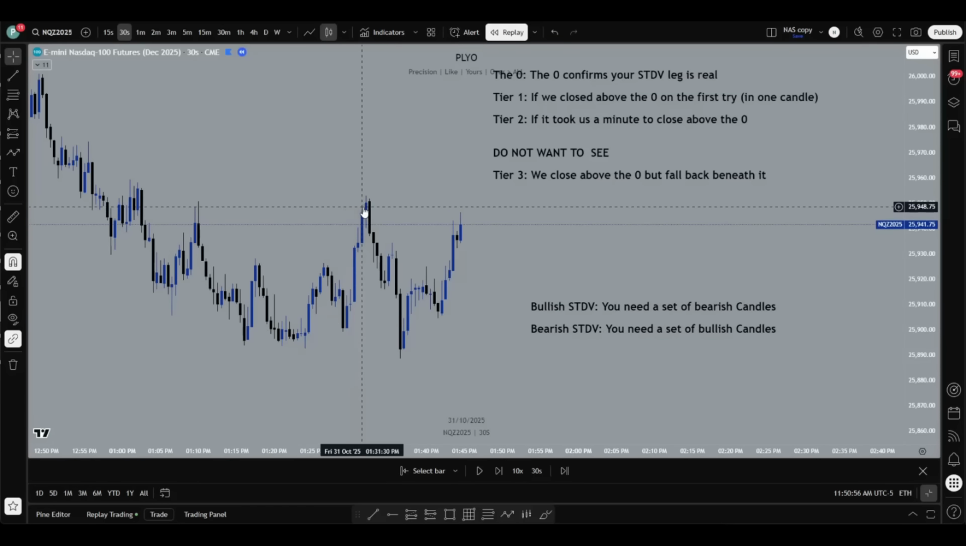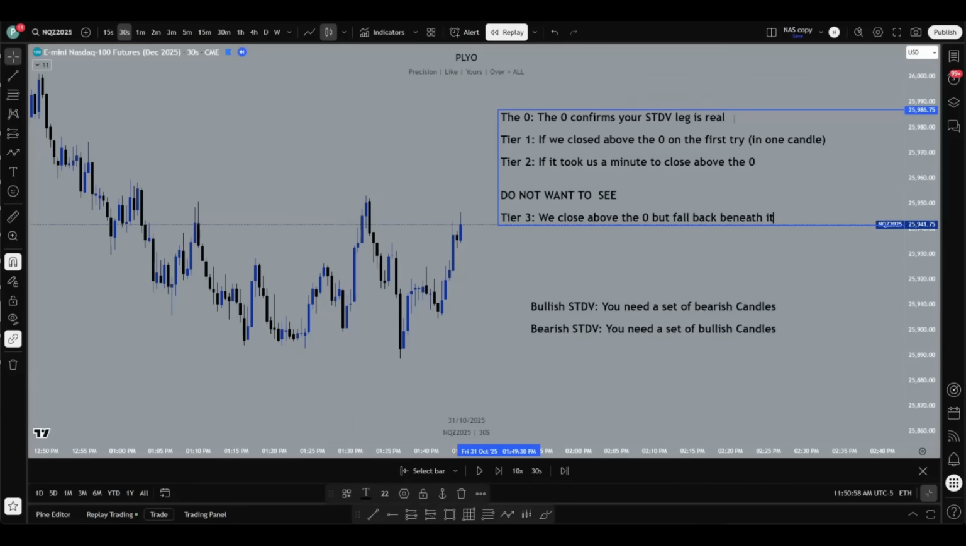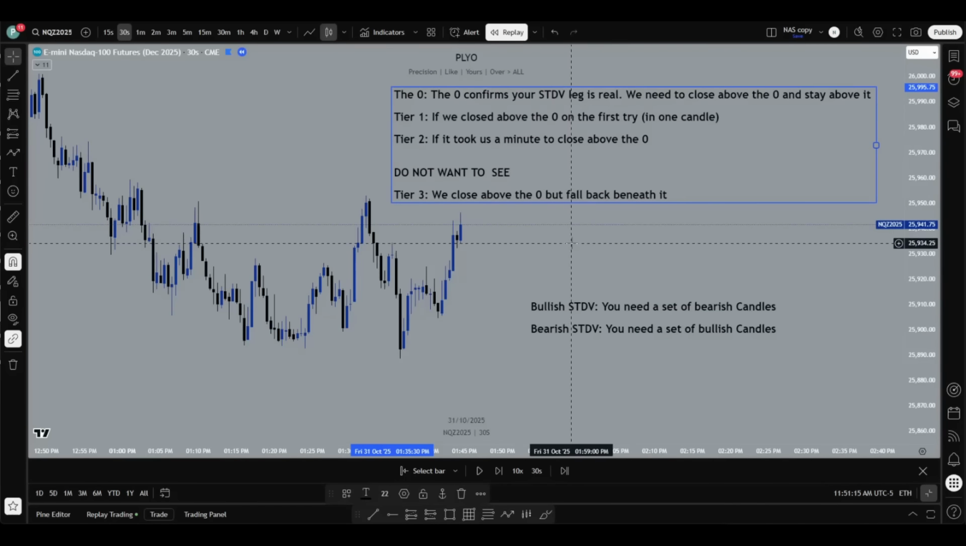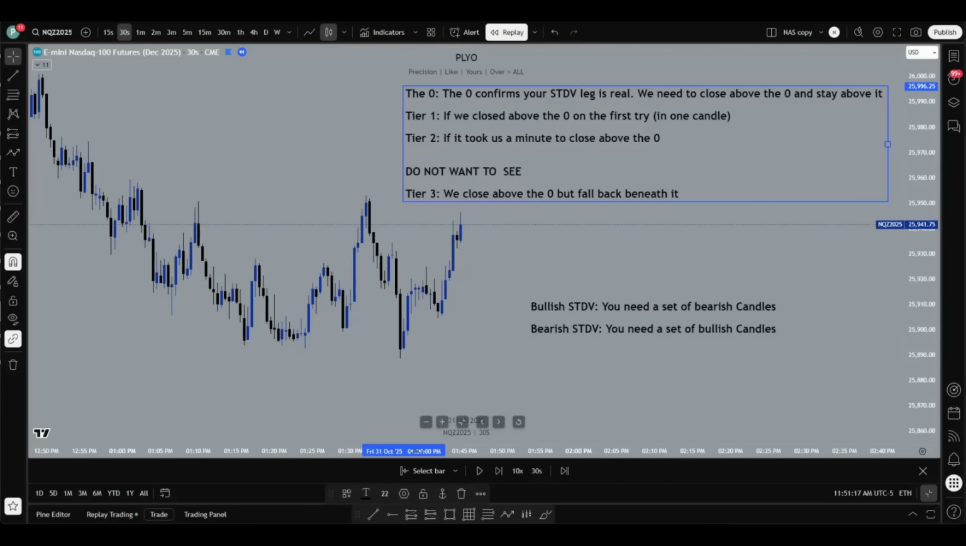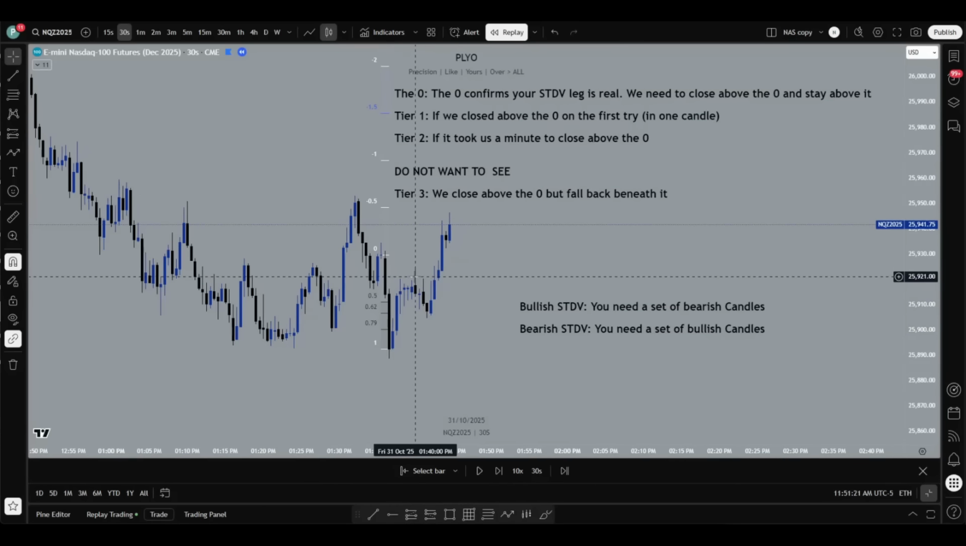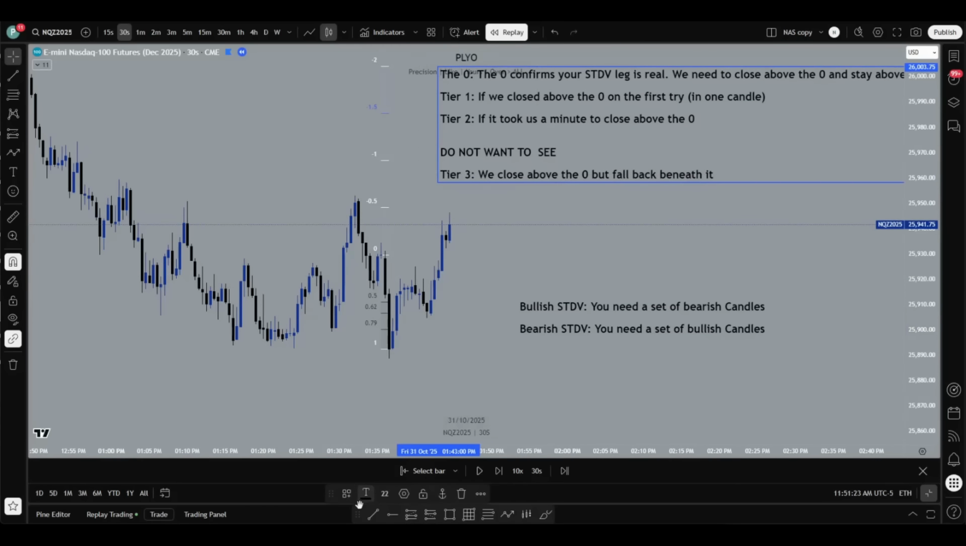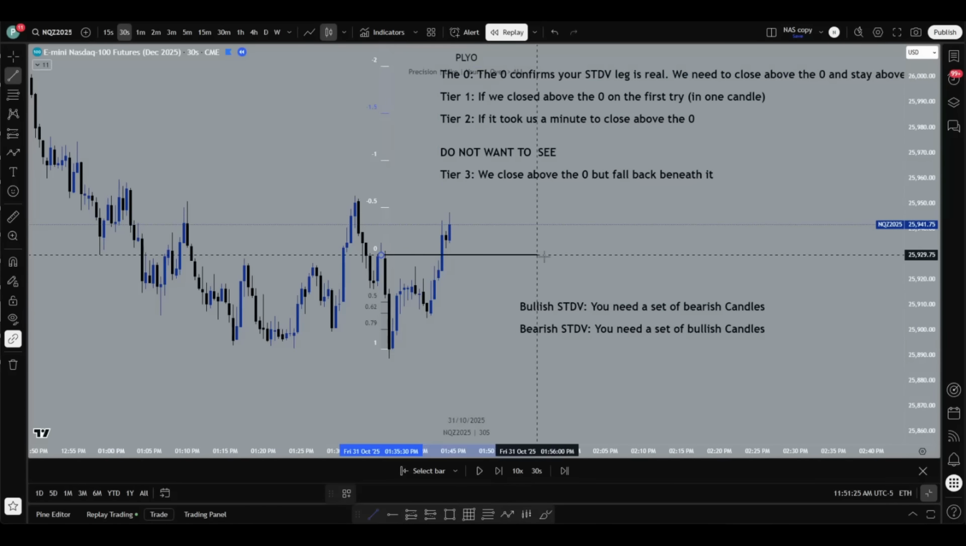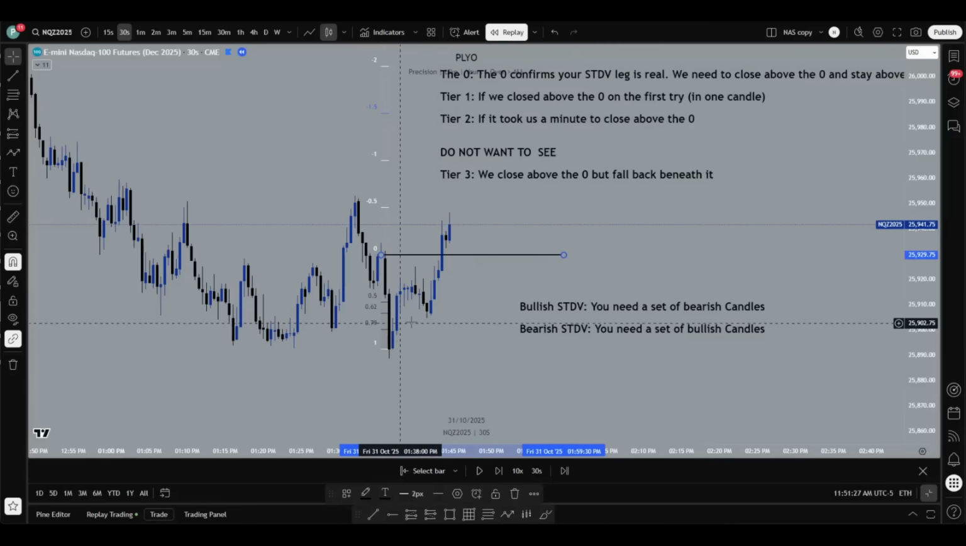So I'm going to add that on to the point here. We have to close above the 0 and stay above it. It's very crucial that we stay above it. That's exactly why this one would be the real move, or has a very high chance of being the real move, because you can see not only did we close clean above it on the first try, which is tier 1, but we also stay above it with more candles.